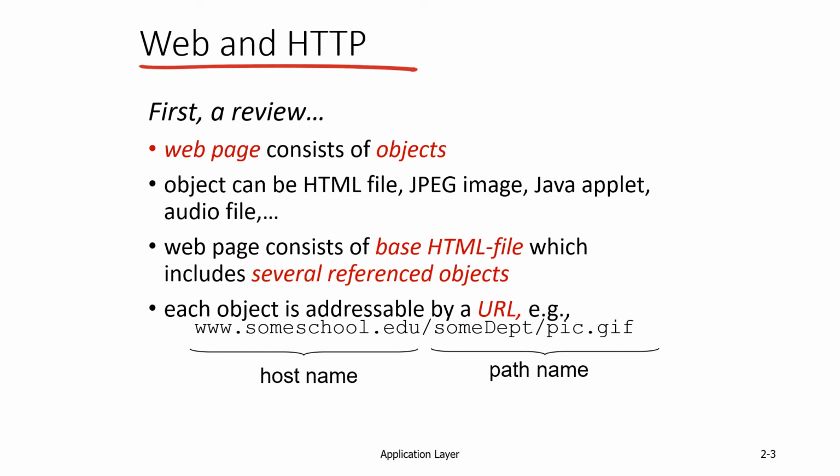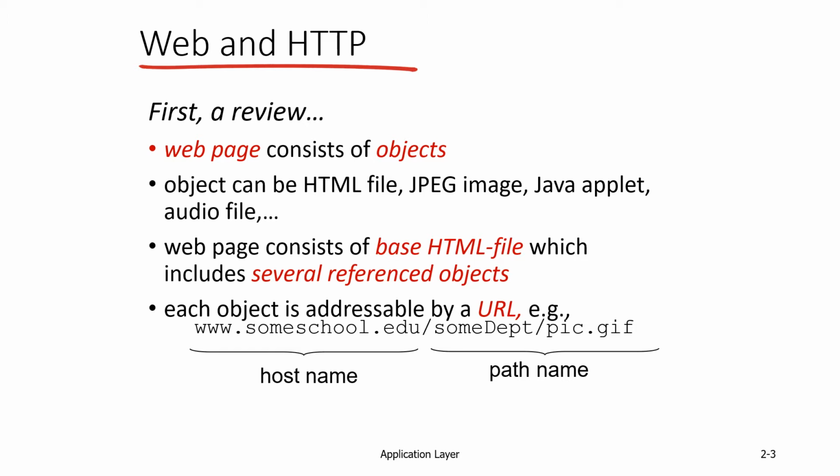Say for example you have a website with the host name someschool.edu, then forward slash some department, then forward slash a particular picture. Usually, if you go to someschool.edu/some department and just hit enter, it will automatically load up the index.html file. The index.html file is the default landing page, which contains a series of different objects, which could be any of these different items.